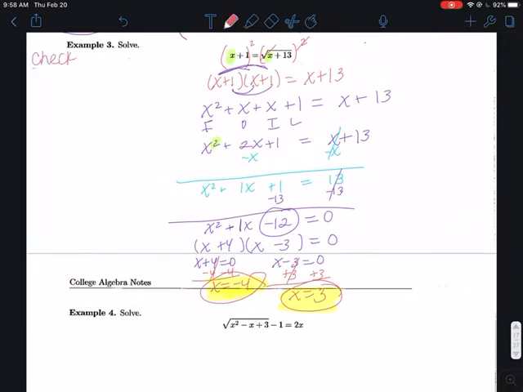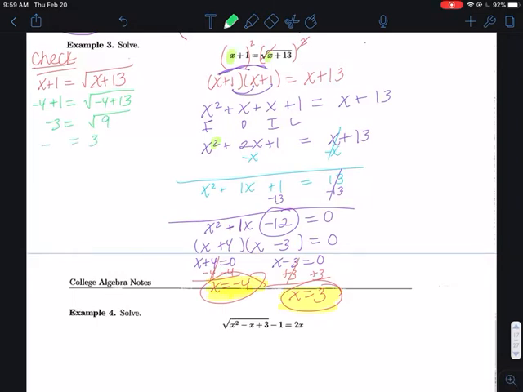So we're checking our answers. And that's for any of these radical problems. You have to check your final solutions. So I'm going to write down the original equation. And I'm going to check both answers. I'm going to check negative 4 first. So in place of x, I'm going to put negative 4 plus 1 equals the square root of negative 4 plus 13. So I get negative 3 equals the square root of negative 4 plus 13 is 9.